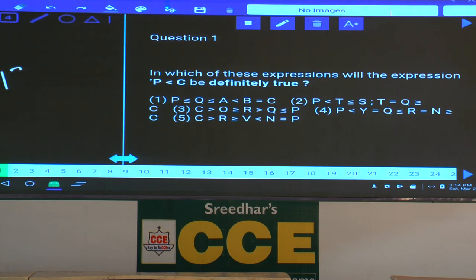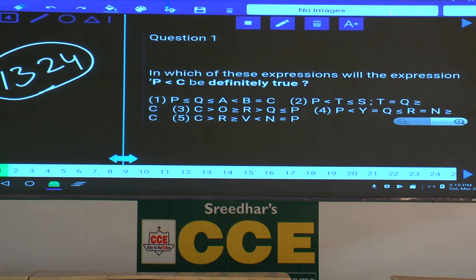Of paper number 1324. Now in this 1324, question number 1. P lesser than C definitely true. In order to prove P lesser than C true, tell me from which choice you are getting this. Now in choice 1, if you observe, between P and C, what is the symbol which is common? Lesser than is common. Hence P lesser than C is definitely true from choice 1 itself.